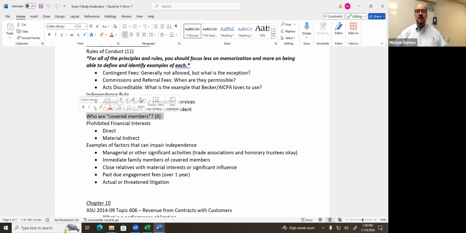The covered member basically says that if I'm a covered member in an engagement, I have to be independent from my client with respect to all interests. If I'm an auditor, that's obvious. If I'm a partner in the firm, that's obvious. What are some less obvious ones?